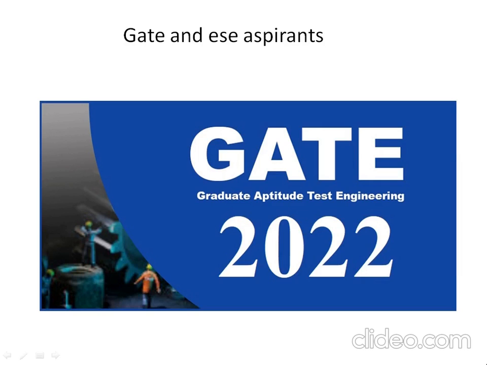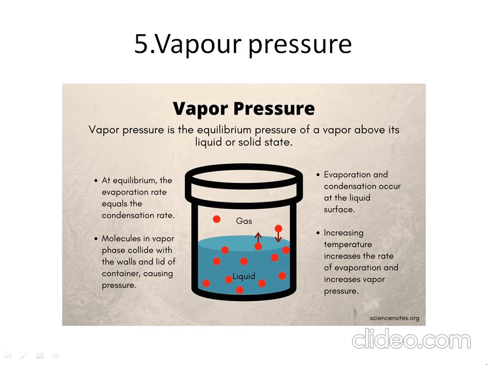In the last lecture we have discussed four properties of fluid. Now in this lecture we will discuss remaining properties of fluid. Start from vapor pressure. Let us consider a closed container which is partially filled with liquid.